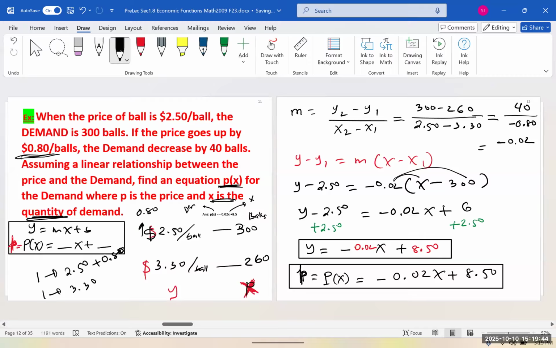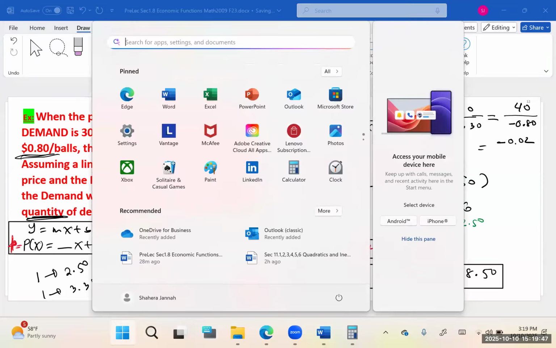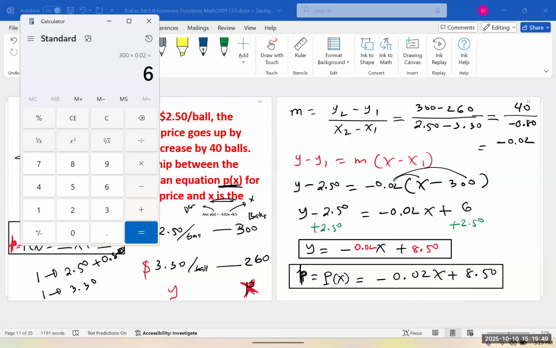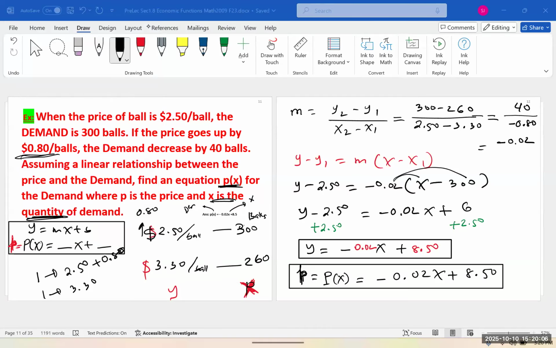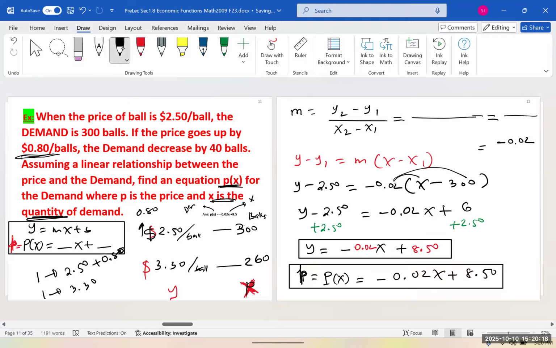And what did I do? $40 divided by 0.8. Oh, 0.8 divided by 40. So what did I do wrong here? Oh man, I wrote the same thing again. Come on. What's wrong with me?